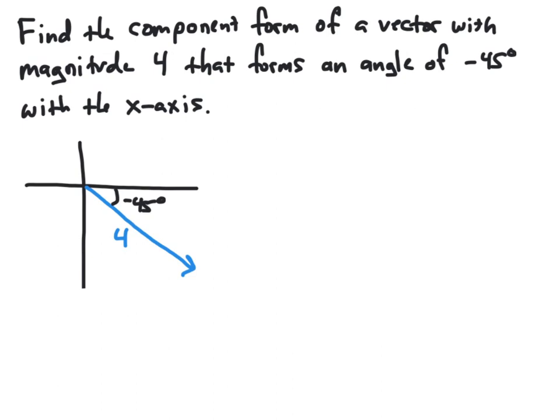In this example, we want to find the component form of a vector with a magnitude 4 that forms an angle of negative 45 degrees with the x-axis. We have our vector drawn here. We see we have a magnitude of 4 and that it does make a negative 45 degree angle with the x-axis. Since our initial point of our vector is at the origin, the component form will simply be the coordinates of our terminal point, x, y.